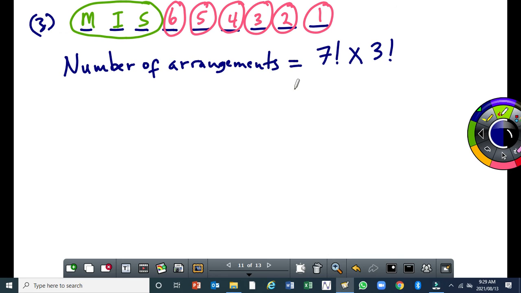Okay. I hope that you saw what I did there. So the group you treat as one, but within that group there can also be a rearrangement. Okay? Right, let's move on to another type of question.